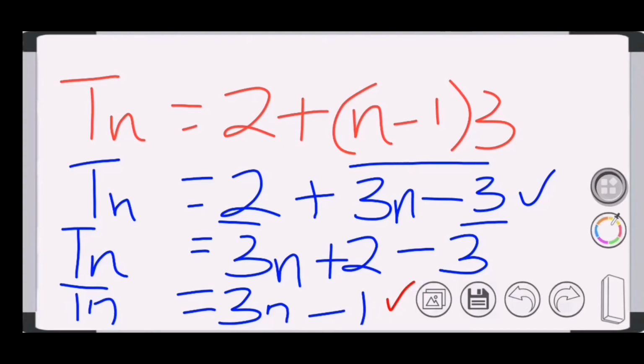Now, if they ask you to find the 10th term, the 50th term, the 100th term, any other term, you only replace the n with that term they are looking for. So to find the 10th term, we only replace the n with a 10 and simplify that mathematical statement. Let us look at an example.